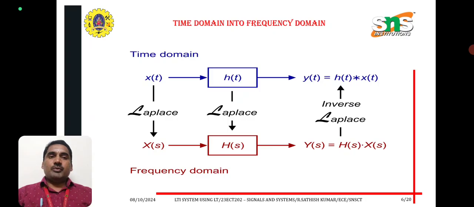Time domain to frequency domain: where x of t is applied to h of t, it produces the output y of t is equal to h of t convolved with x of t. While taking the Laplace transform of h of t, we get H of s. Output y of t is equal to h of t convolved with x of t. While applying Laplace transform, we get Y of s is equal to H of s into X of s. While applying inverse transform, we get y of t is equal to h of t convolved with x of t. This is the time domain to frequency domain representation.